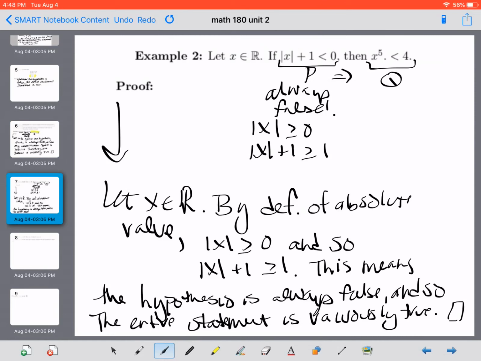Again, no need to bring up the conclusion, that x to the 5th needs to be less than 4, because it doesn't come into play in a vacuous proof. All you talk about is the hypothesis. All you do is explain why the hypothesis is always false in a vacuous proof.